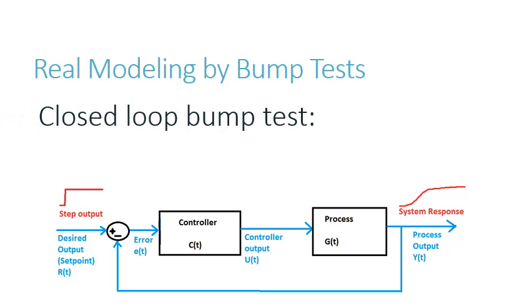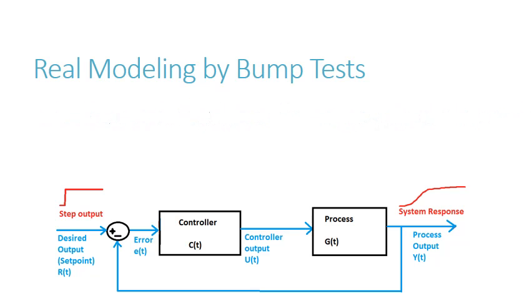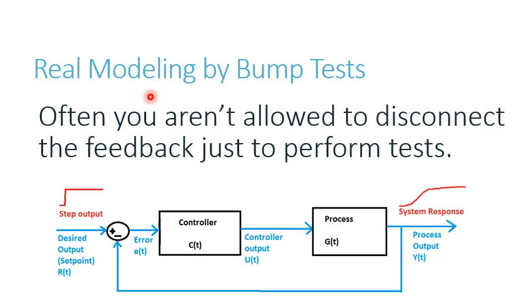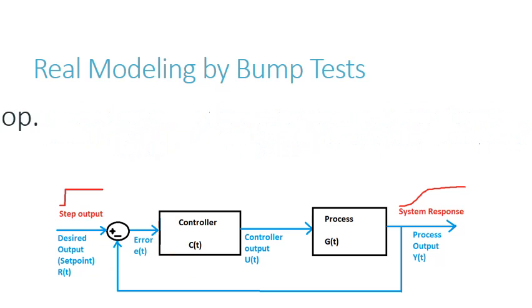Now, another reality of testing is that in real big plants, you might have to do a closed loop bump test, which is different. You can see that the feedback is hooked up here. This might come about because you simply aren't allowed by policy or due to safety. You're not allowed to disconnect the feedback just because you want to perform some open loop tests. They might say, no way, it's too risky, it's too expensive, we can't afford to have the system go down like that. So you have to do the testing while the system is still in automatic.